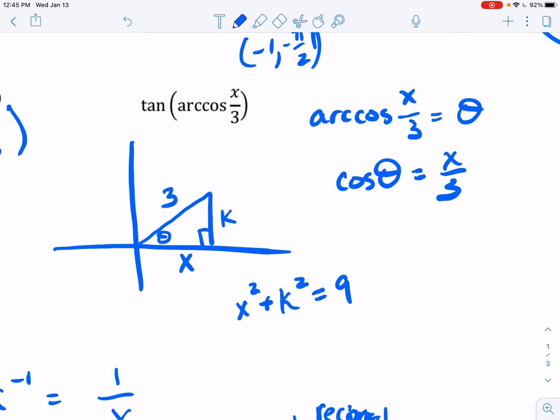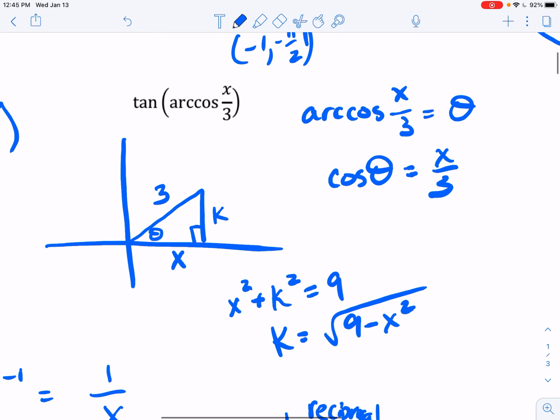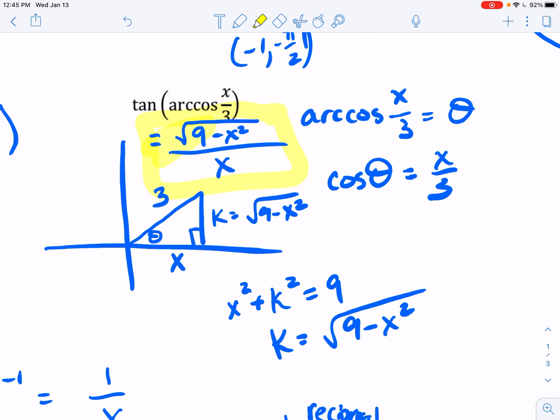Lucky me. Okay, so x squared plus k squared equals 9. So therefore, k would equal the square root of 9 minus x squared. So this side right here is the square root of 9 minus x squared. So tangent is going to be opposite over adjacent. And so the correct answer to this problem is equal to this. I'm not going to post this document because this is a mess. Okay. This, ladies and gentlemen, is the correct answer.